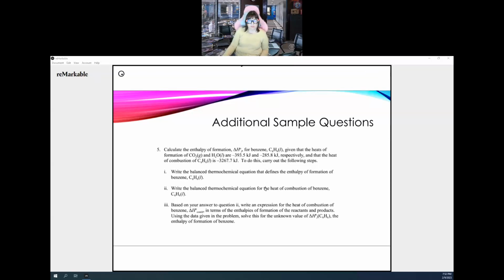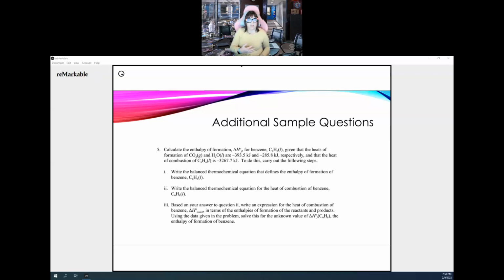So here's another set of questions that we want to be able to talk about. Let's see what we've got here. Calculate the enthalpy of formation, delta H naught F, for benzene, C6H6 liquid, given that the heats of formation of CO2 gas and H2O liquid are negative 393.5 kilojoules and negative 285.8 kilojoules, respectively, and that the heat of combustion of C6H6 liquid is negative 3267.7 kilojoules.